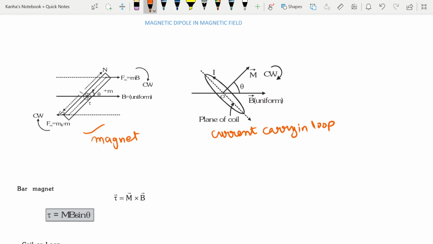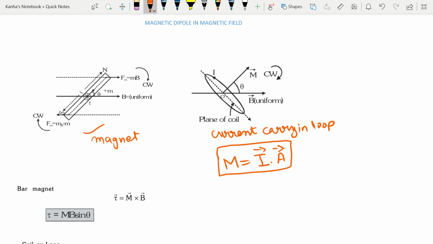And what is the magnetic moment? The magnetic moment M of a coil is given as the current I dotted with the area of the coil, or the area element.